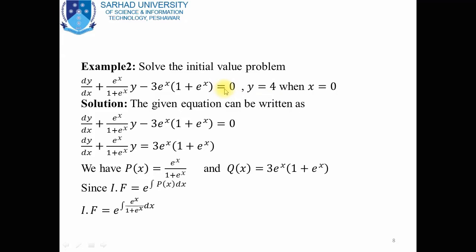So at the end, when we obtain the general solution of this differential equation, we obtain an arbitrary constant c. To find the value of that arbitrary constant, we use this condition, x = 0 and y = 4. Putting x = 0 and y = 4 in the general solution, we obtain the value of the arbitrary constant which appears in the solution of this differential equation.